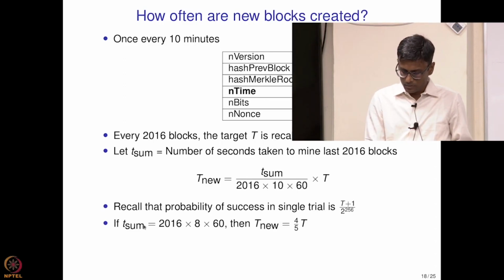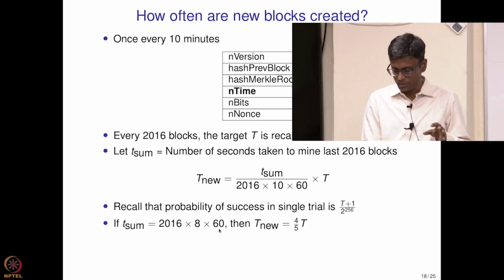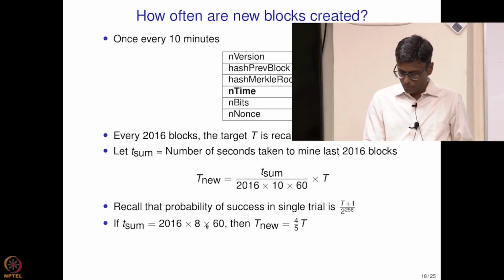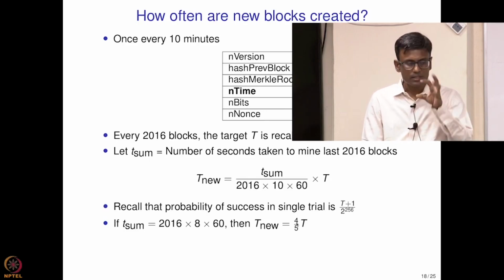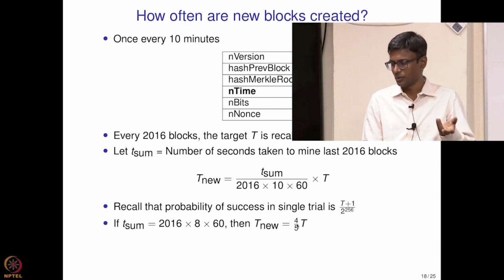Then t sum, the number of seconds taken to mine 2016 blocks, is 2016 into 8 into 60. If you plug this value into the numerator, the 2016 and 60 cancel and you just get 8 by 10, which is 4 by 5. So the new threshold will be smaller than the old threshold. The probability of success will reduce, because the probability of success is proportional to the threshold. So when the recalculation of the difficulty happens, if the blocks are being mined faster than 10 minutes, then the problem is made harder. And how do you make the problem harder? By reducing the threshold. The probability of success in a single trial reduces.